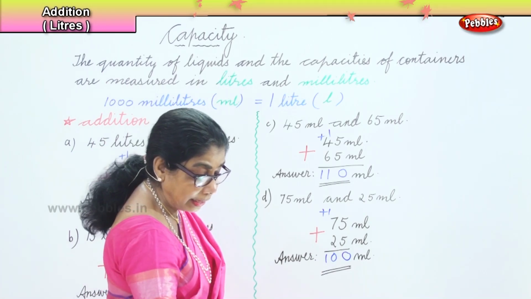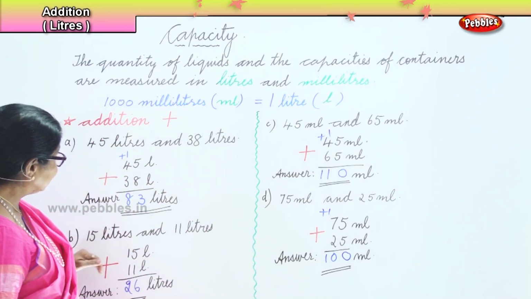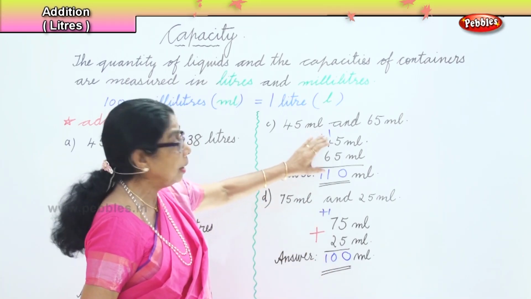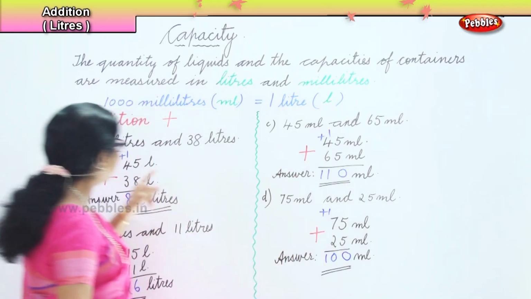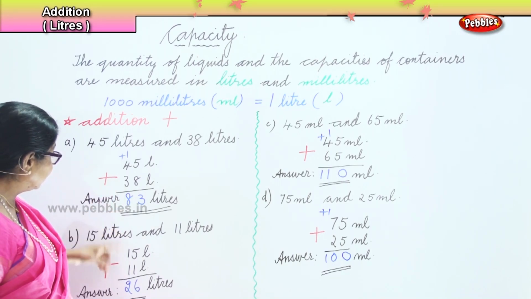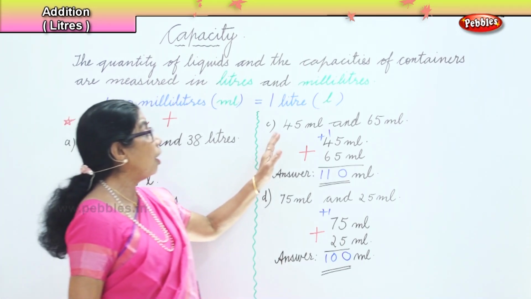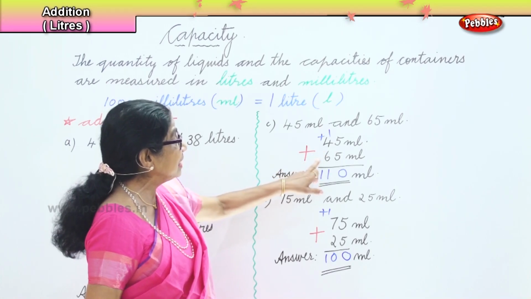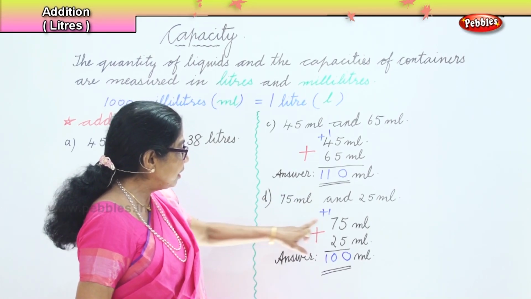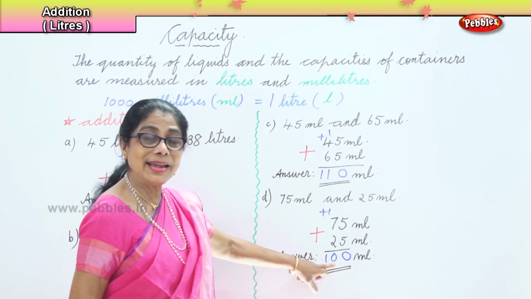What did we learn today? We learned to add liters here and we learned to add milliliters here. First thing we need to do, place it in order, put the addition sign. 45 liters plus 38 liters is 83 liters. 15 liters plus 11 liters make 26 liters. Now here we are adding 45 milliliters and 65 milliliters make 110 milliliters. Here 75 milliliters and 25 milliliters add together, you get 100 milliliters.